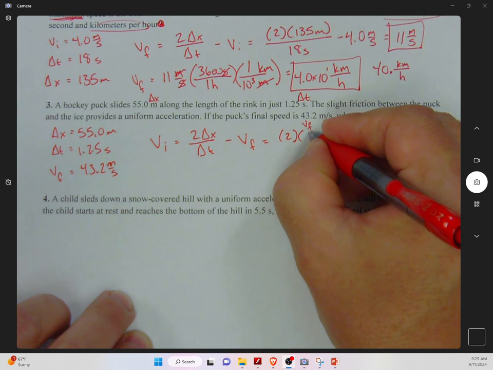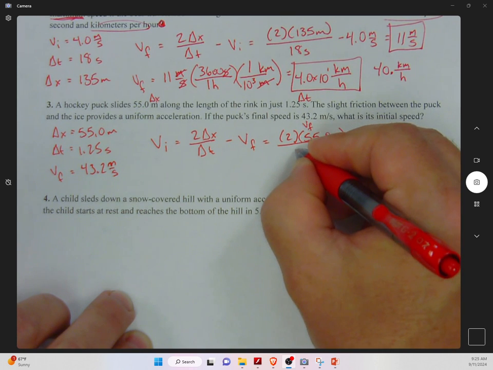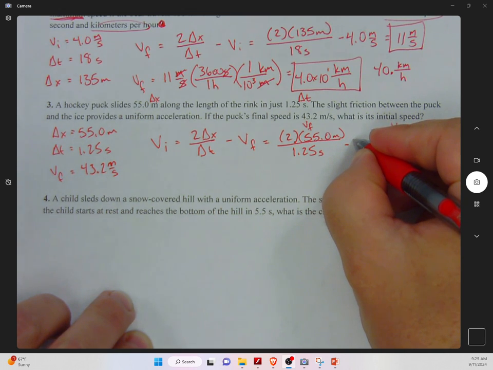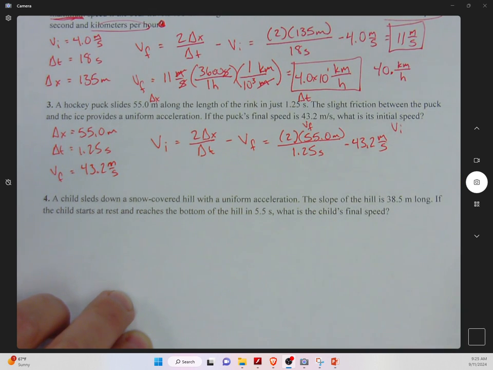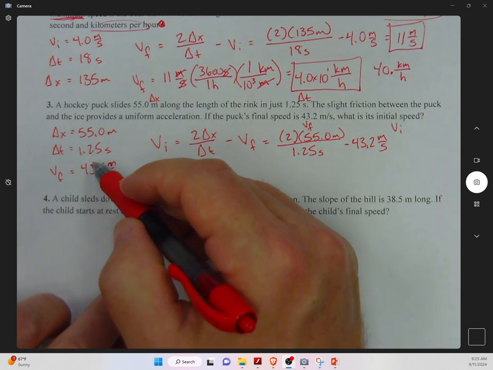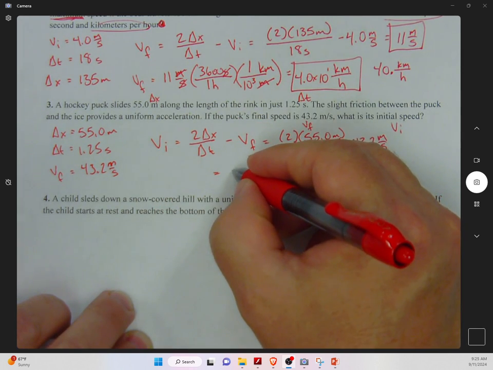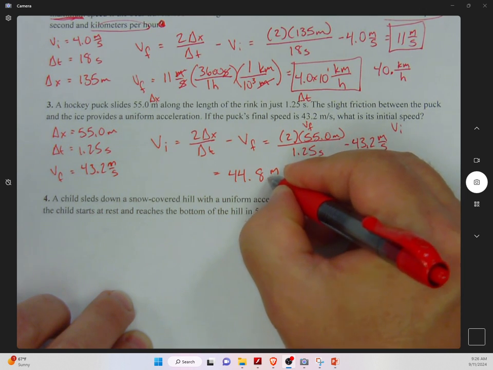Now I'm in a position to plug and chug. 1.25 seconds. That's going to be minus, what was it, 43.2 meters per second. Is that everything? Yeah. And then when I look at my terms here, 3 sig figs, 3 sig figs, 3 sig figs, how many should my answer have? 3. So I'm going to report 44.8 meters per second.